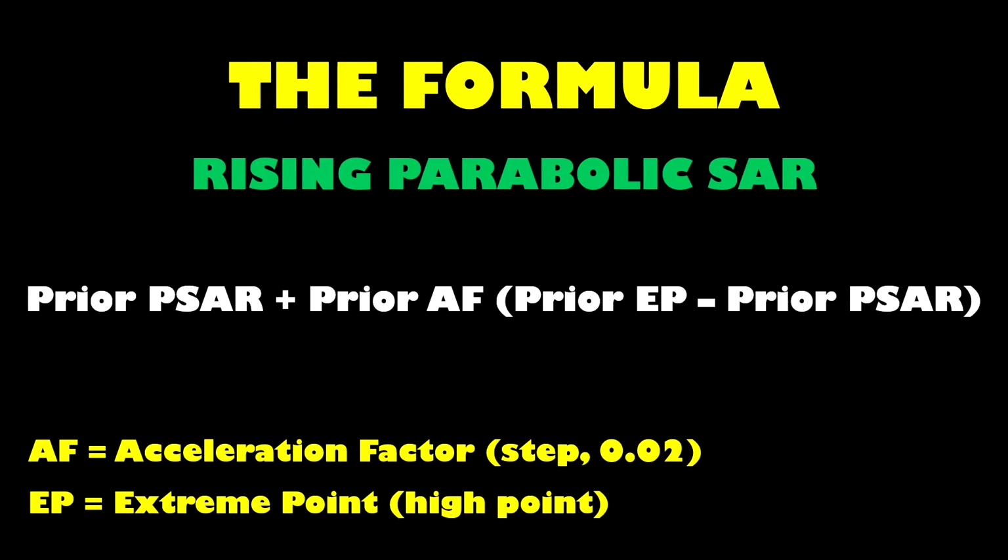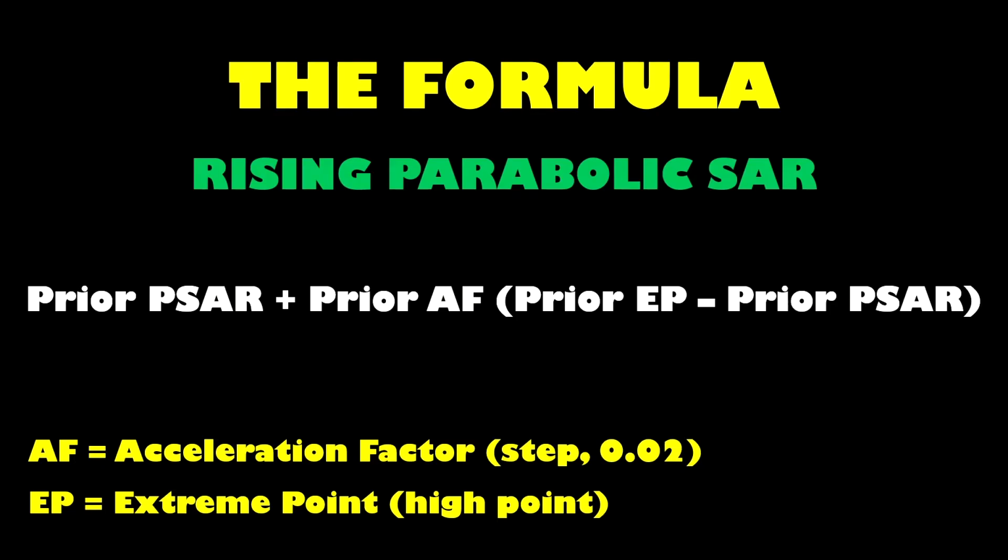This is so the indicator can do its best to not drift too far from the price. So we can do the rising formula by first subtracting the prior parabolic reading from the prior extreme point, then multiplying that figure by the acceleration factor. We can then add our prior parabolic reading to that figure, and we have our current parabolic reading.